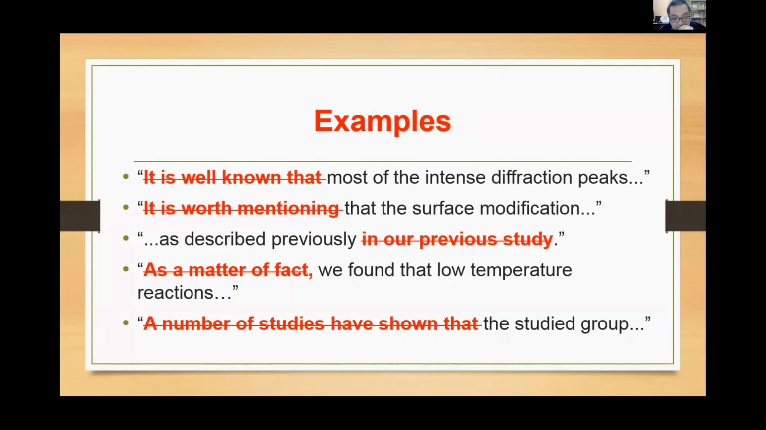Okay, the last example. A number of studies have shown that, the study group, blah, blah, blah. You see, it's a number of studies or whatever, it doesn't matter. These are unnecessary words. Even if you delete them, it won't change the original meaning you try to deliver to your reader.